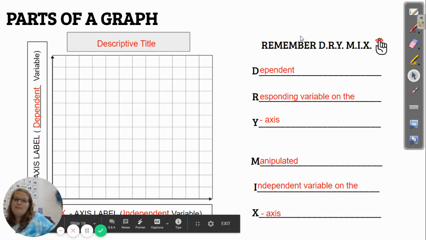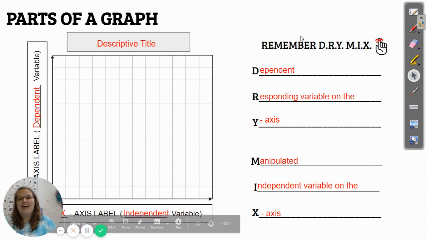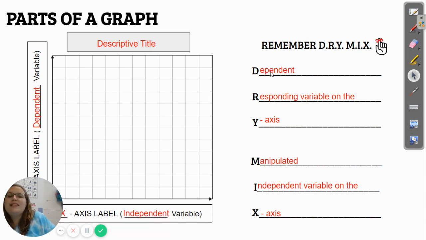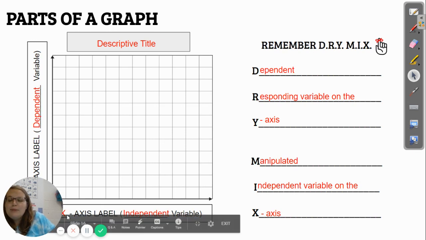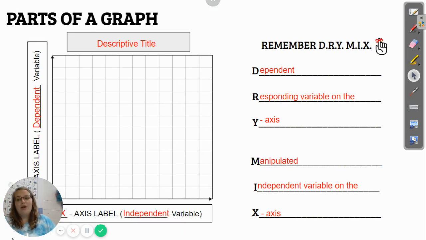So when we talk about DRY MIX, this is telling us how to graph data on our graph. So DRY MIX means dependent responding variable goes on your y-axis. Manipulated independent variable goes on your x-axis. So DRY MIX helps us to remember where we graph our data.